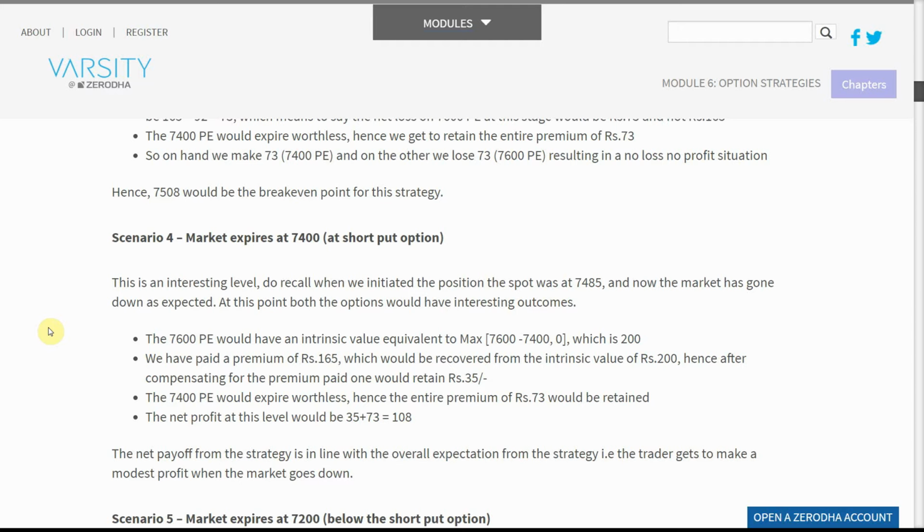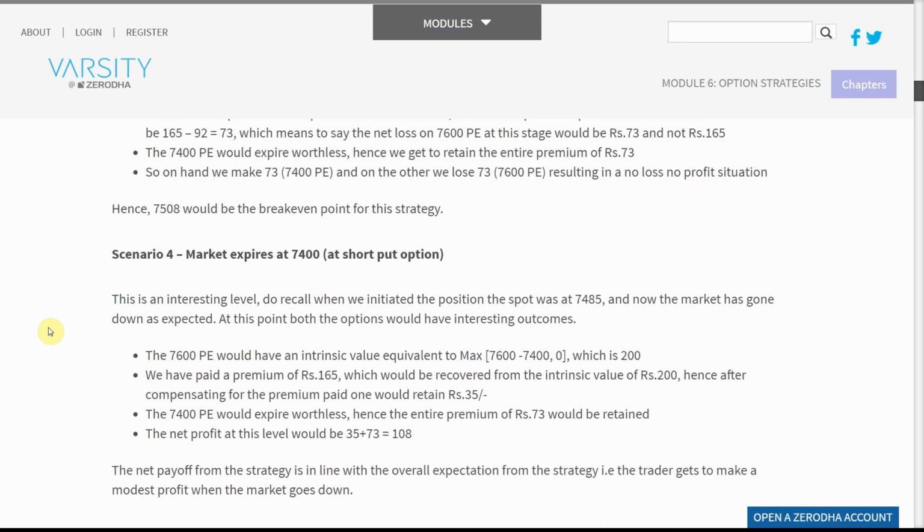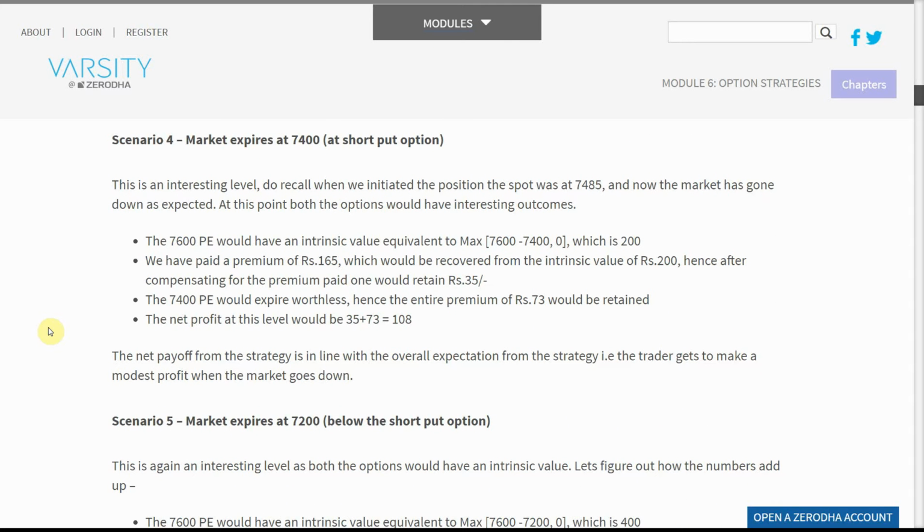The 7,600 put would have an intrinsic value equivalent to max(7600 - 7400, 0), which is 200. We have paid a premium of 165 rupees, which would be recovered from the intrinsic value of 200 rupees. Hence, after compensating for the premium paid, one would retain 35 rupees. The 7,400 put would expire worthless. Hence, the entire premium of 73 rupees would be retained. The net profit at this level would be 35 + 73 = 108.